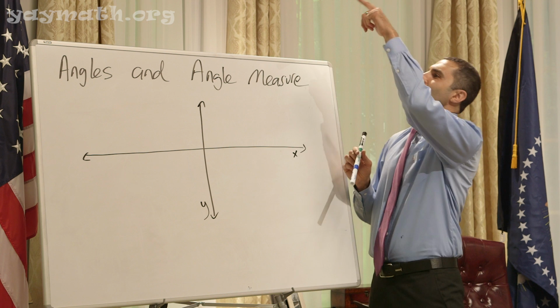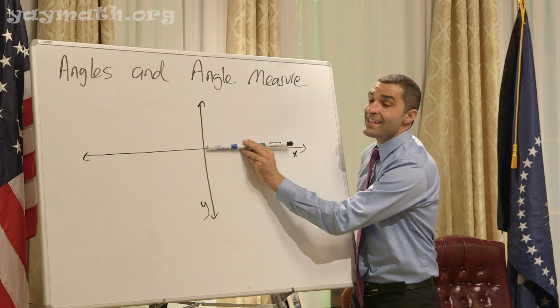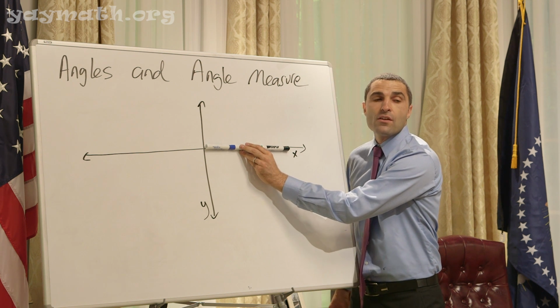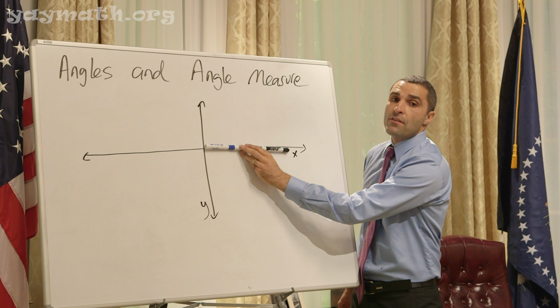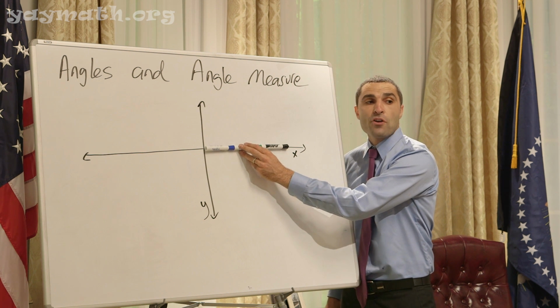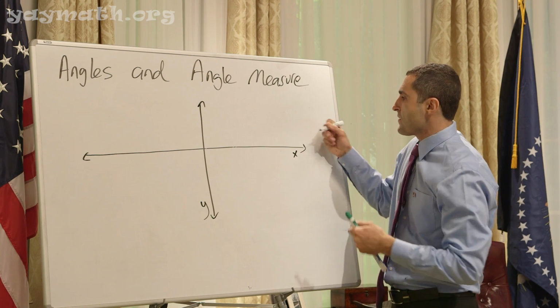Okay, so imagine a single hand of a clock. What hour is this? Three. Right on, 3. When the hand of the clock is at 3 o'clock or on the x-axis, we have gone 0 degrees. Does that make sense? So let's put that down. This is 0 degrees.